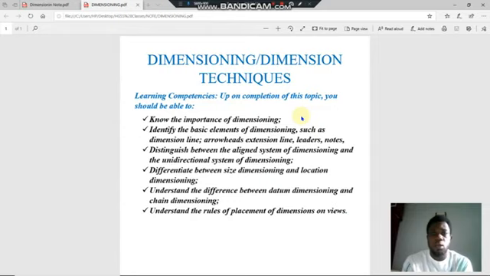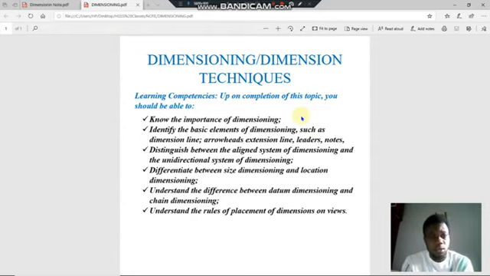Today we'll be looking at the topic before us, which is on the screen: dimensioning, or what we call dimension techniques. Learning competencies. Upon completion of this topic, you should be able to: 1.